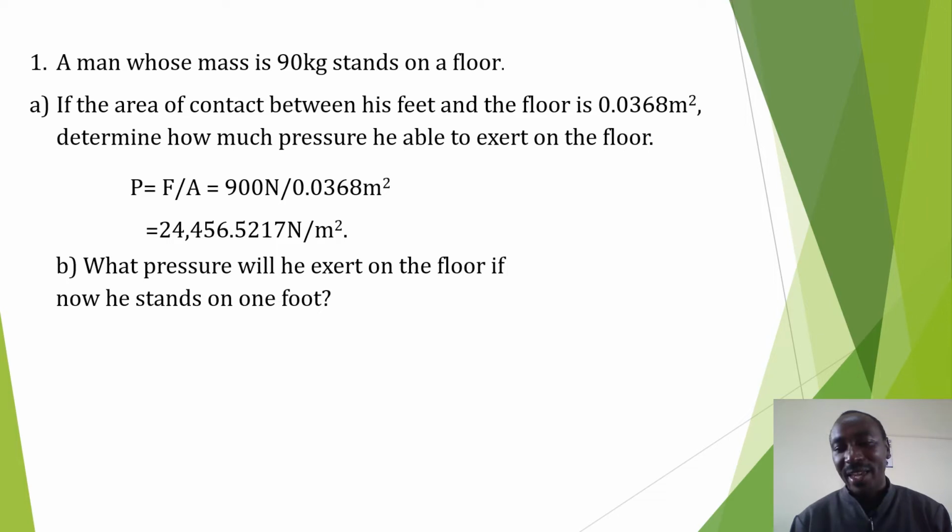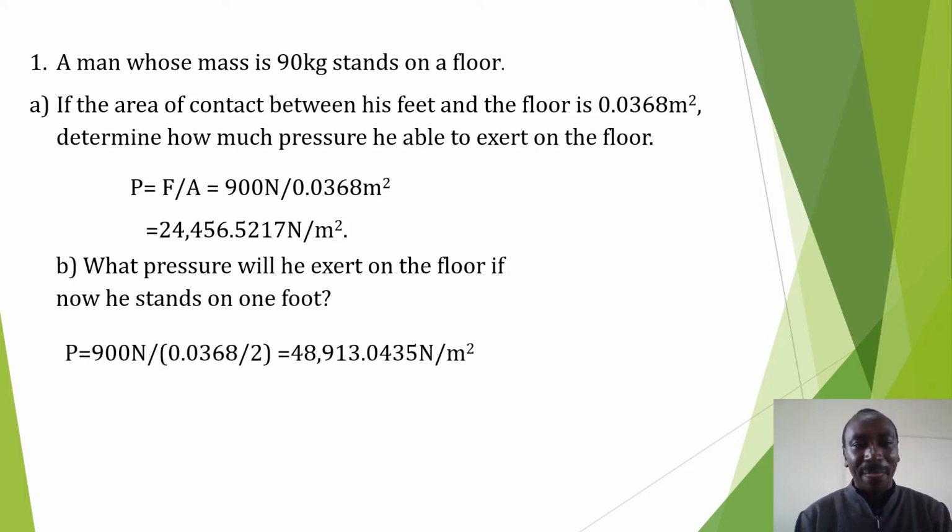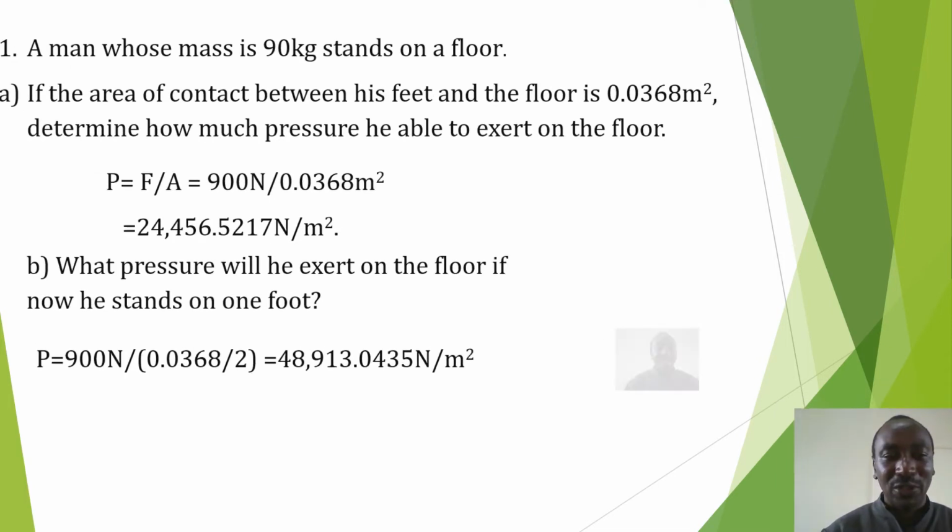The area of contact is inversely proportional to the pressure, meaning that if you reduce the area, we have reduced by half, then the pressure will increase. And therefore, what will be the pressure? Remember, pressure is equal to force over area, then force is 900 newtons divided by half of his area, which is 0.0368 divided by 2. Then you get 48,913 newtons per square meter. You can see it is doubling because I have divided the area by 2. Also, the pressure increases by 2 because it is inversely proportional.